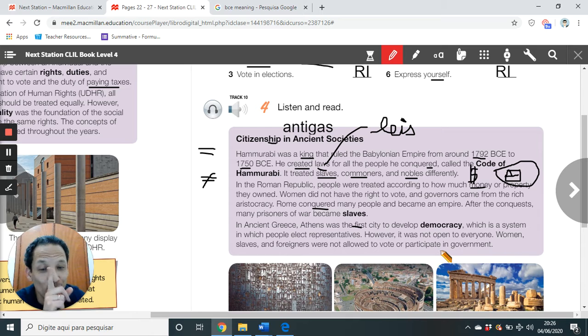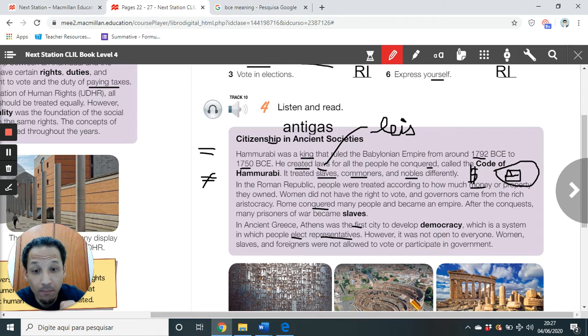Ok? Que é o que nós vivemos hoje, hein? Democracy. Which is a system in which people elect representatives. Que nós elegemos, sistema em que as pessoas elegem representantes. Mayor, governor, president, prime minister. Então, num sistema em que a população elege representatives, representantes, nós chamamos isso de democracy, ok?